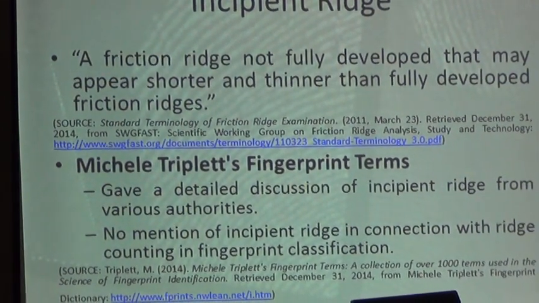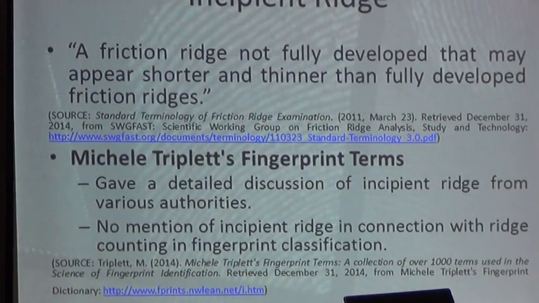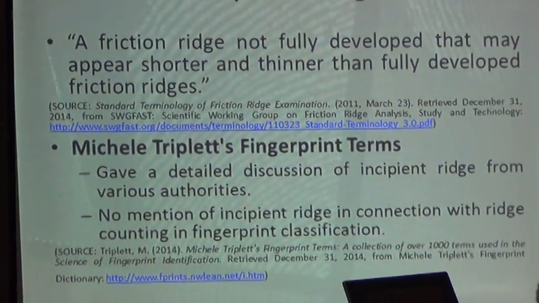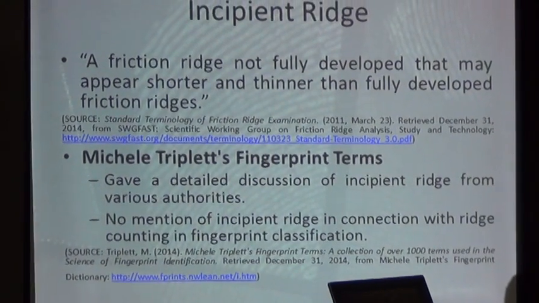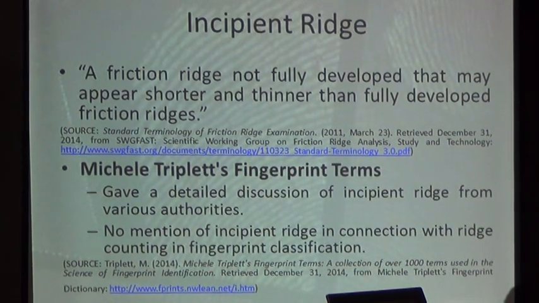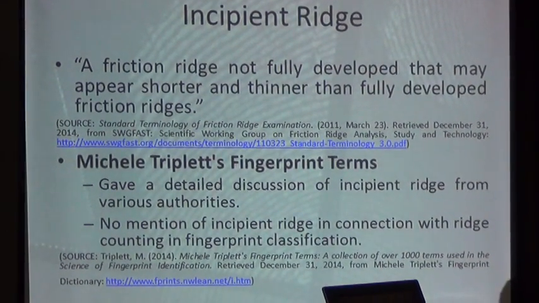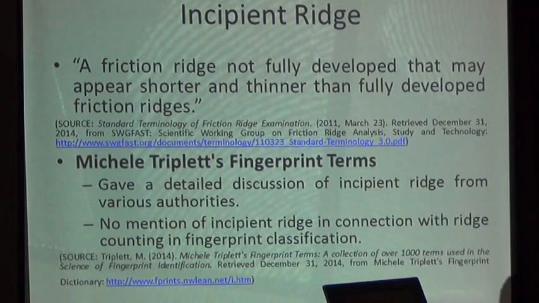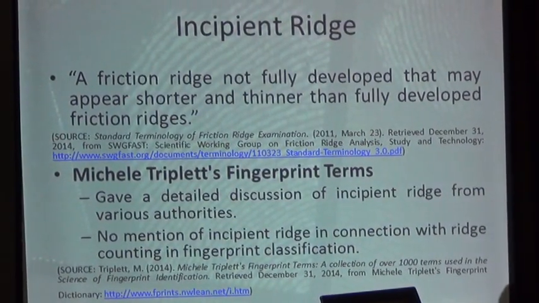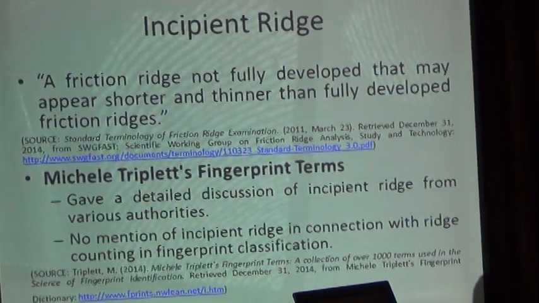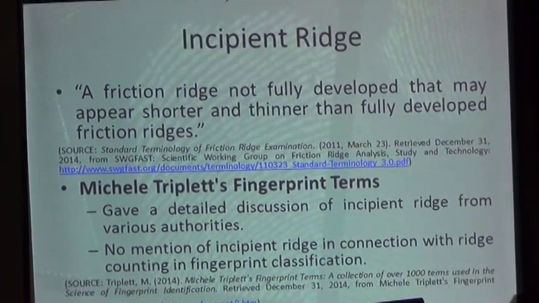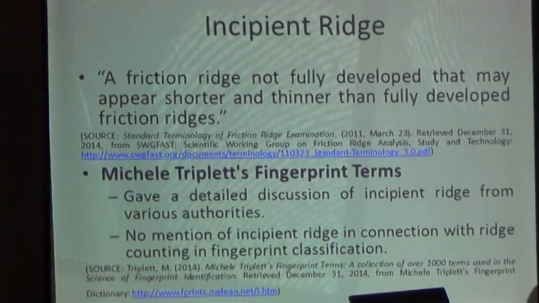In the fingerprint texts of, I don't know, the Mitchell triplets, he never... Sir Joy, is he a male or a female? I'm not very sure. But Bishop Triplet never gave a detailed discussion of incipient ridge from where to where. He gave, and then there is no mention of incipient ridge in connection with counting in fingerprint classification. Wala din na.